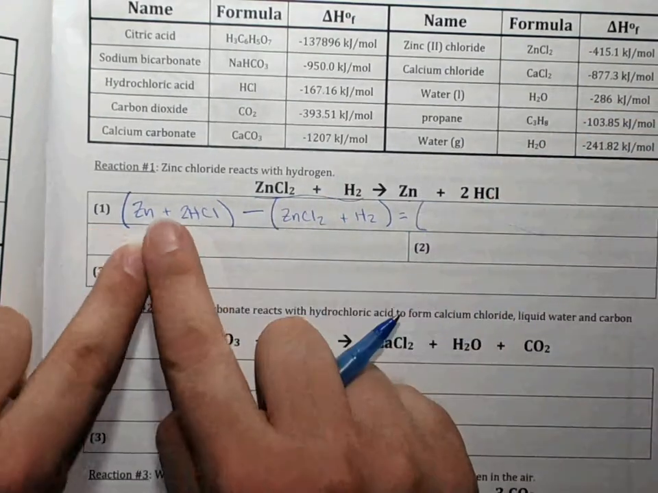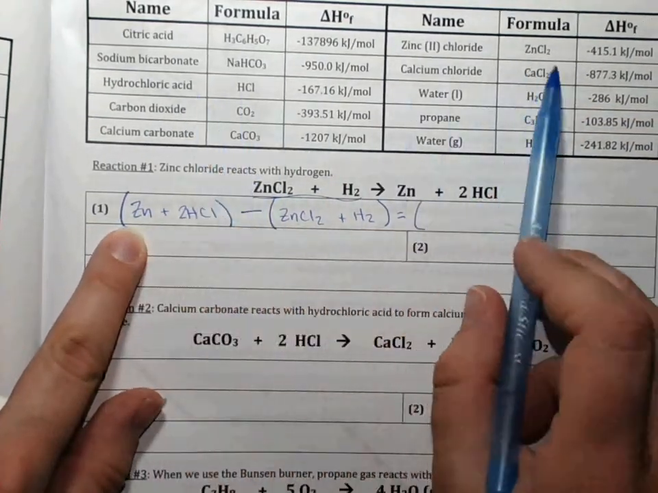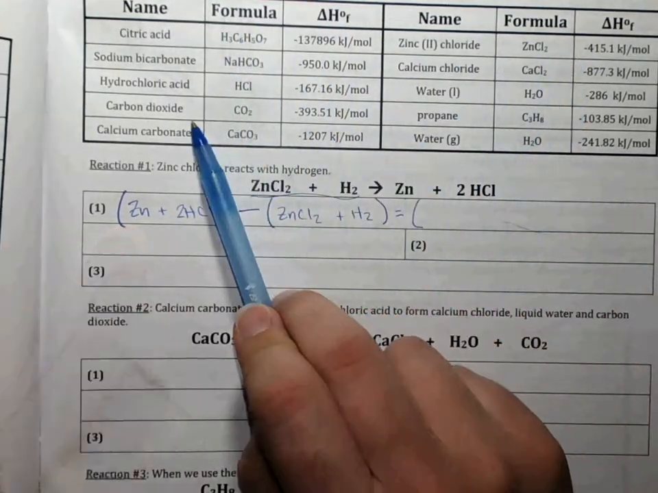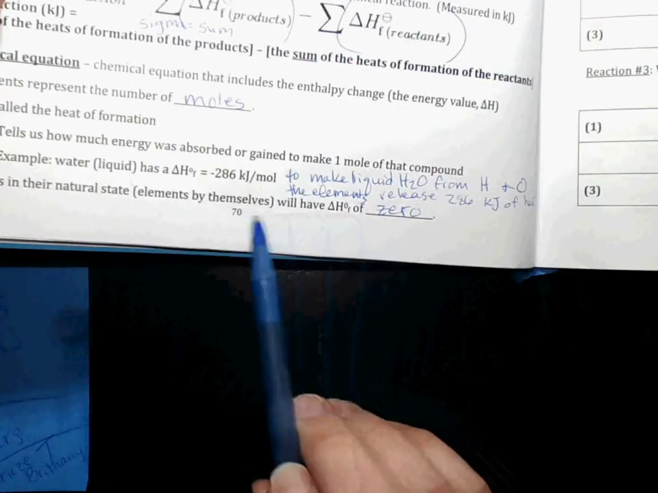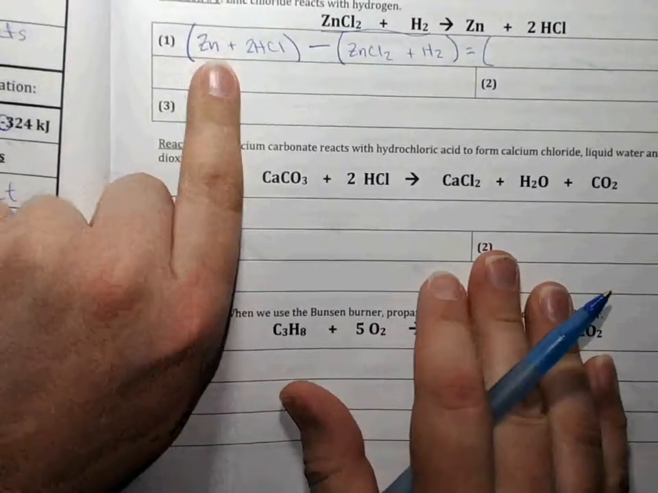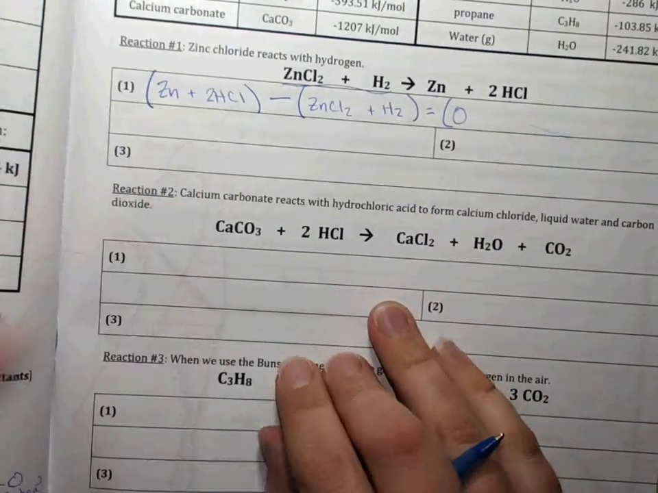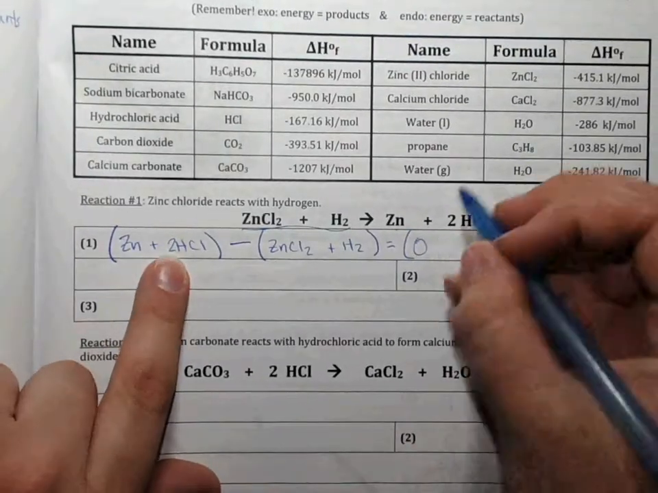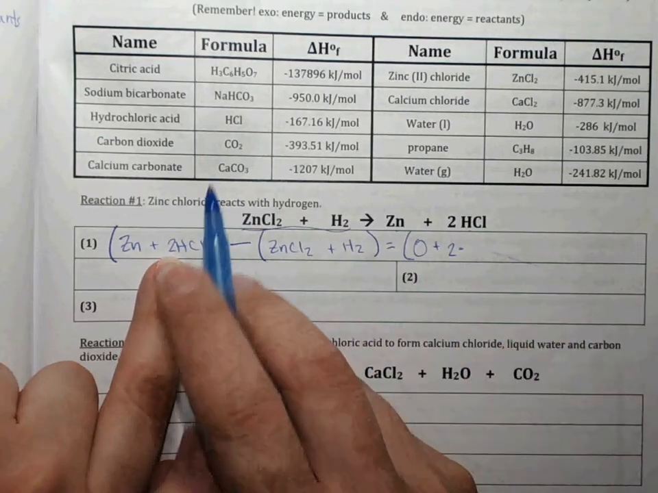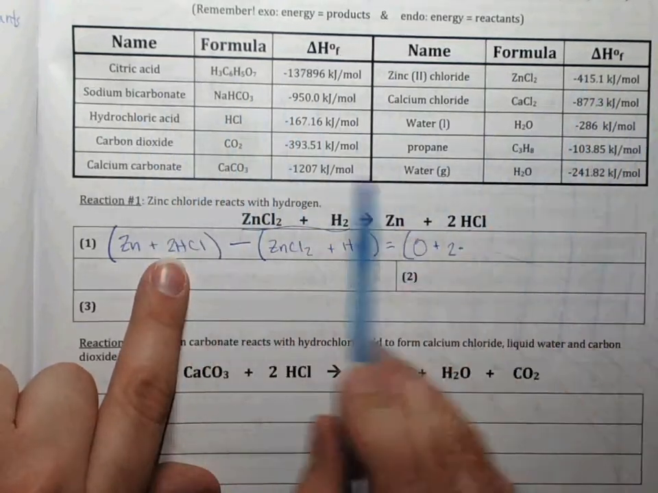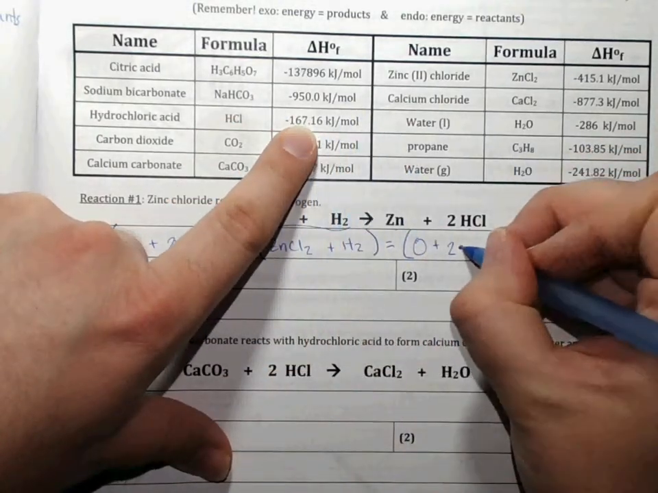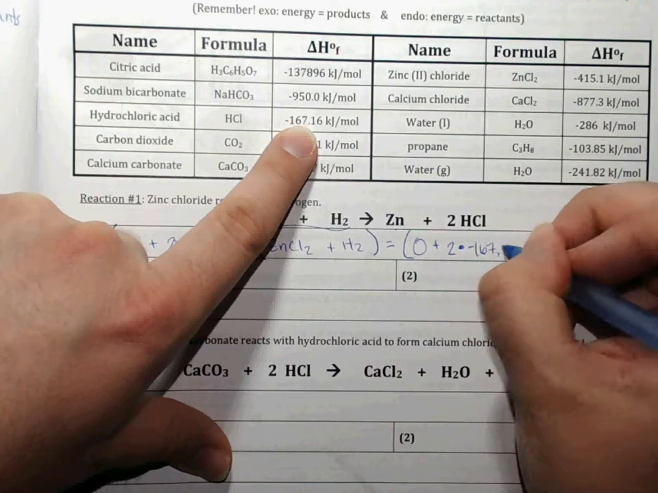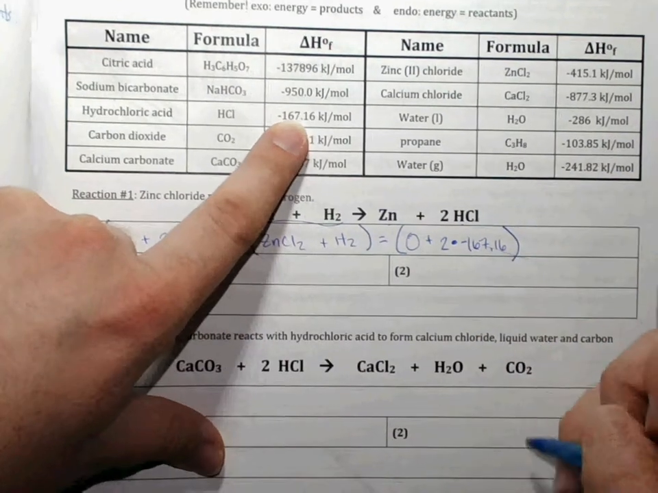Now we have a little bit of a problem, which is that zinc by itself is not in the chart. But zinc is an element by itself. It'll have a heat of 0. So since it's an element by itself, for the Zn, zinc, we're going to just plug in 0. Then it says 2HCl, so I'm going to add 2 times HCl, and I have to go in this chart and find the number for HCl, which is negative 167.16. That'll add up my products.